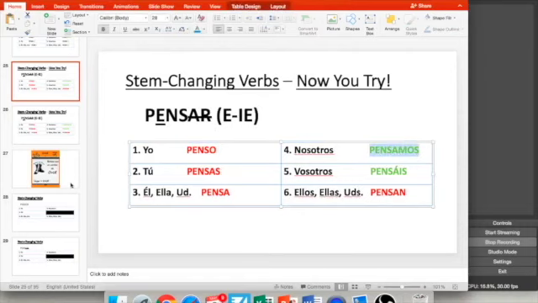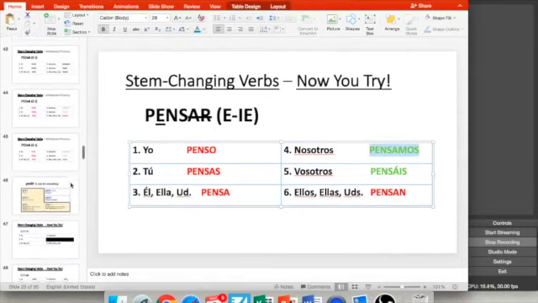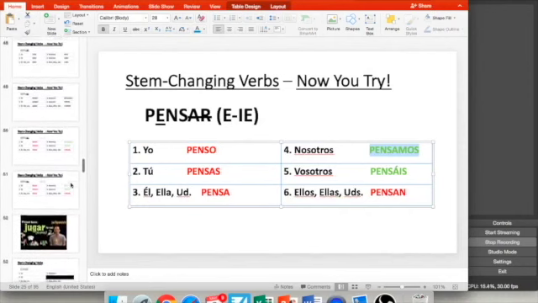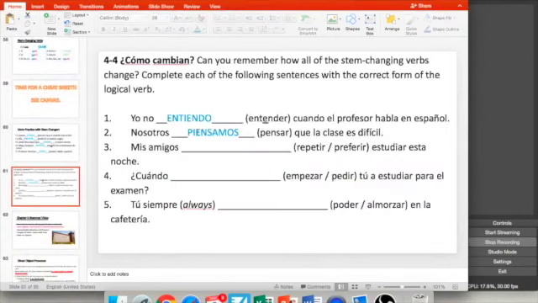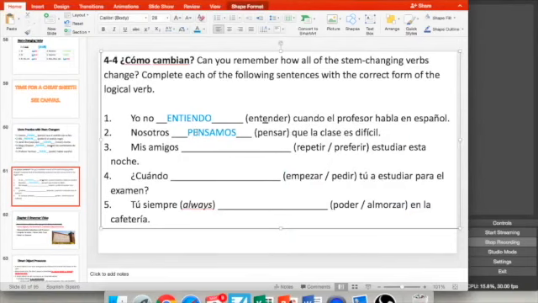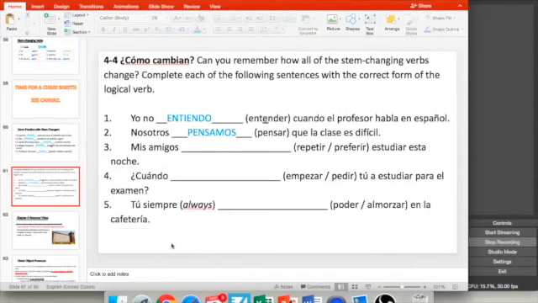So you got to be real careful with that, since in this case, pensar, the nosotros form does not fall in the boot. Instead of piensamos, we should have just pensamos. So the E does not need to change to an IE in that case. All right, so one last time, take a moment, pause your audio, and give numbers 3, 4, and 5 a try for me. All right, now that you had a second to try these.